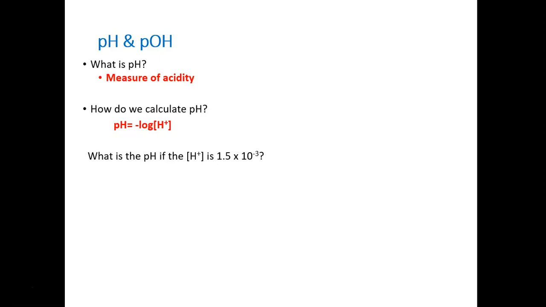So if we're given that concentration, all we have to do is on our calculator, take the negative base 10 log of that number, okay? And we would get 2.82 in this case. Now, sig figs with pH are a little bit weird because technically the only digits that are significant in pH are the ones after the decimal place.